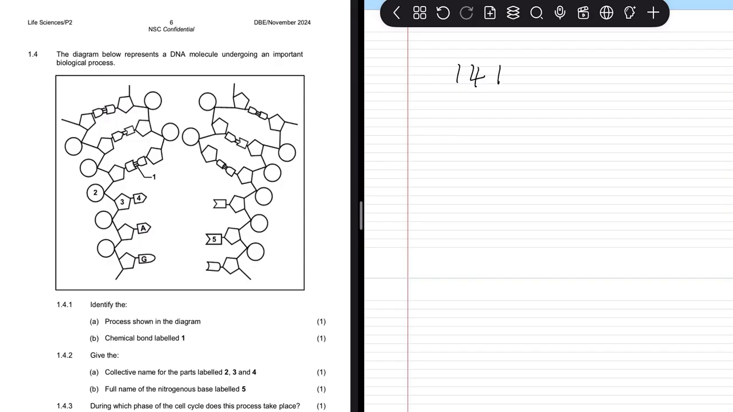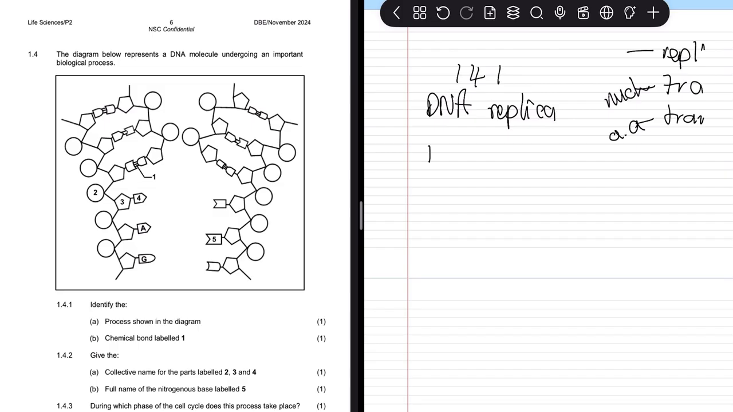When we go into DNA, we're going to write down all the processes that could have been done. We could have had replication, transcription, and translation. I would write them all down because I'm trying to get my 6 marks. Shown in the diagram, we do not see the nucleus, and we do not see any amino acids, which would have been translation. So it's definitely DNA replication.